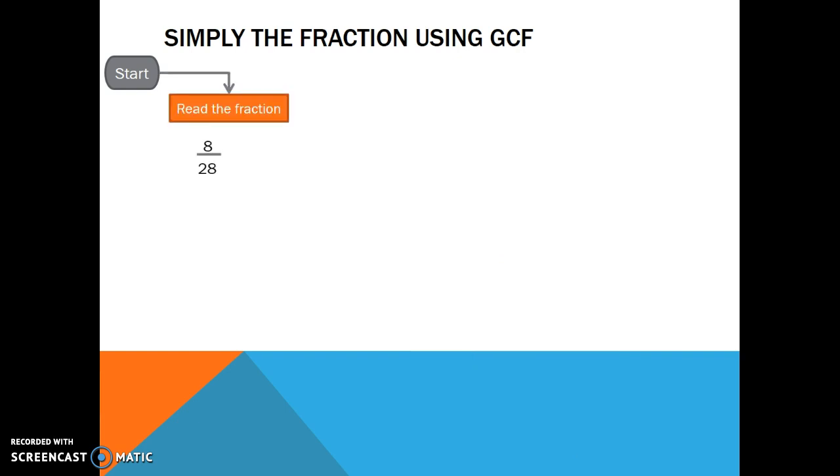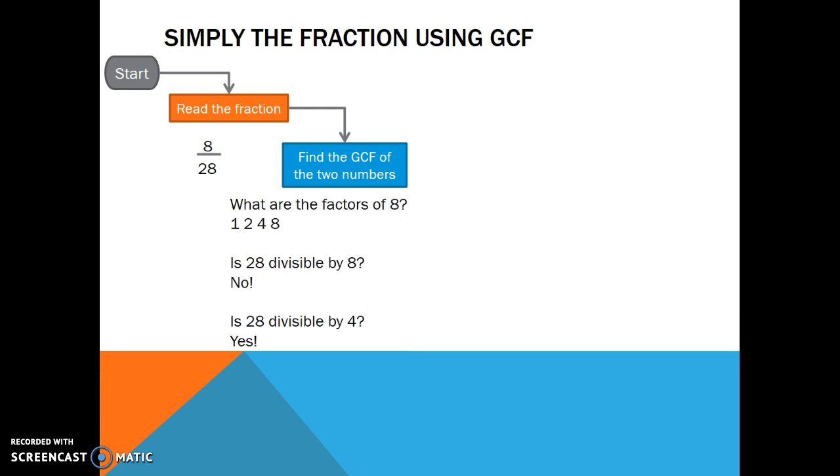So let's see what this looks like with an example. So looking at the fraction that I have on the screen there, 8/28, we're going to find the greatest common factor of the two numbers. So obviously we would start with the lower number 8, and we'd find the factors of 8 first. And the factors of 8 are 1 and 8 and 2 and 4. Then we would look at our second number, 28, and we'd ask ourselves, is 28 divisible by 8? The answer is no.